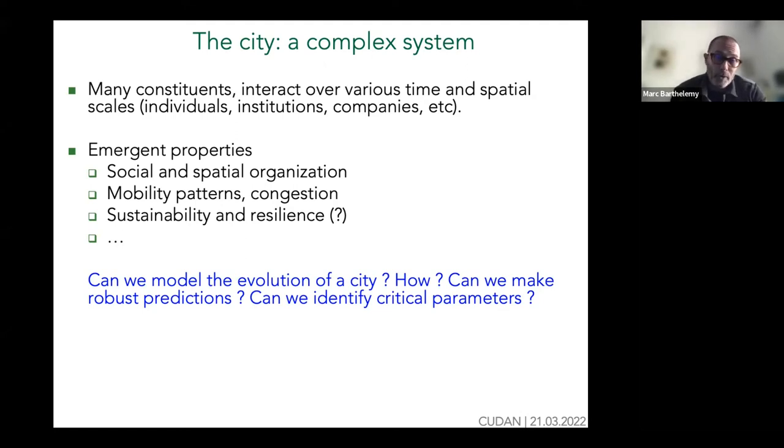So the question then is, can we model a city and its evolution? Can we even make some prediction? And what are the most important parameters? That's really the basic question. As far as I'm concerned, I'm not 100% sure this is something we can do for all possible aspects of cities, but I will try to show you that on some particular questions, we can give a quantitative answer and write some equations.